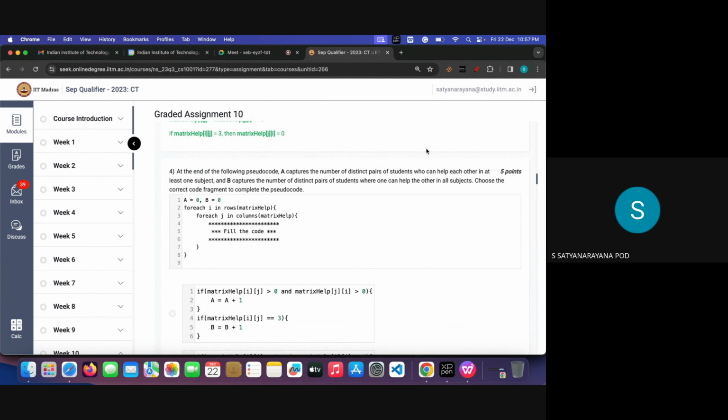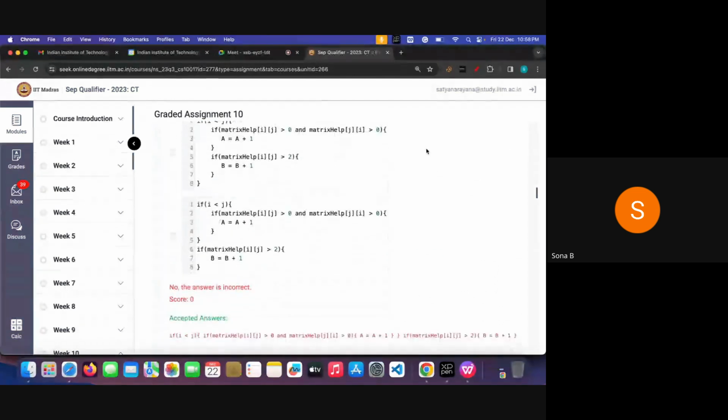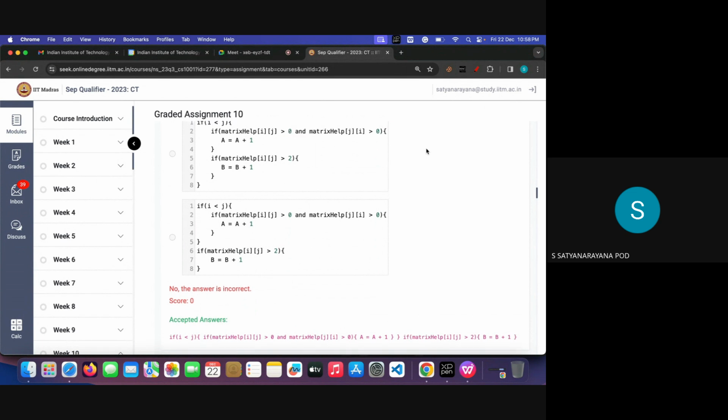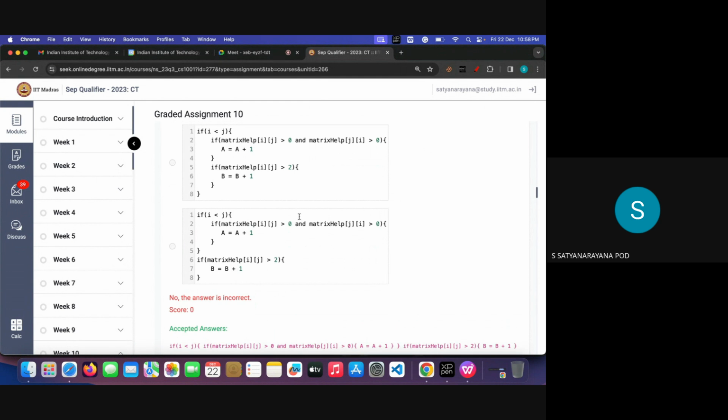Where B captures the number of distinct pairs of students where one can help the other in all subjects. Yes, maybe it's not given any condition, that's why. I don't know why. The right option they have given is D. Is it D? Actually, C and D look the same, but why have they separated them?